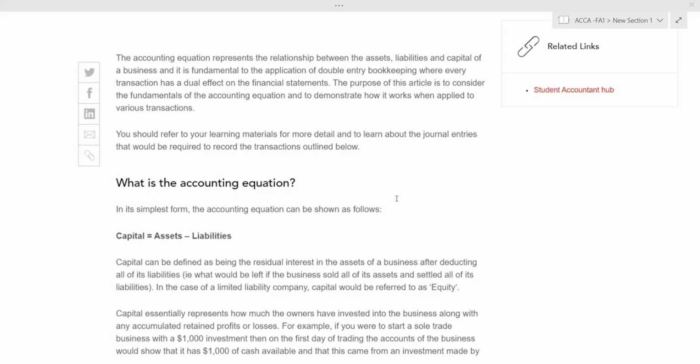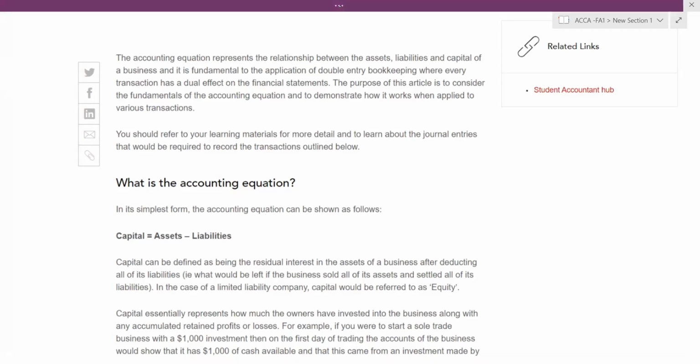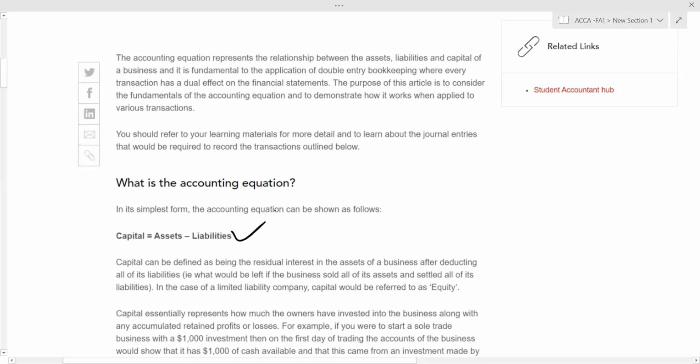So, whenever we have to start the accounting, the very first step is to prepare the accounting equation. In the accounting equation, there are basically three very important components. So we will be considering the three components: capital, assets, and liabilities.